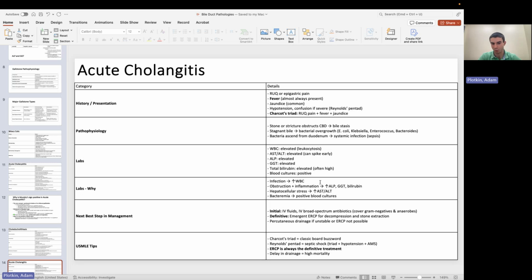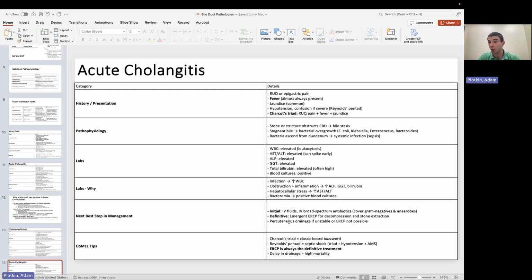So again, we talked about the why, but the next best step in management, right? Obviously, we're going to diagnose via right upper quadrant ultrasound, but then we're really going to want to do IV fluids, IV broad spectrum antibiotics. I just talked about which ones. The definitive management for cholangitis is emergent ERCP for decompression and stone extraction.